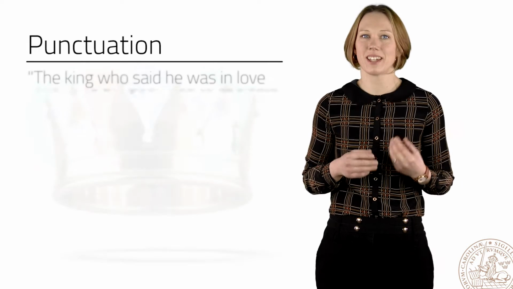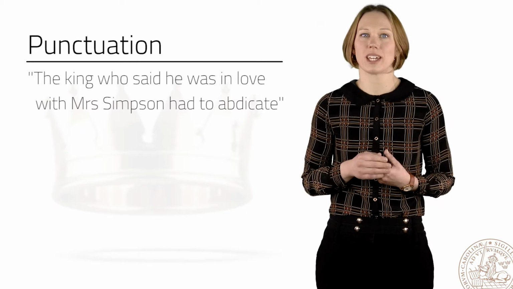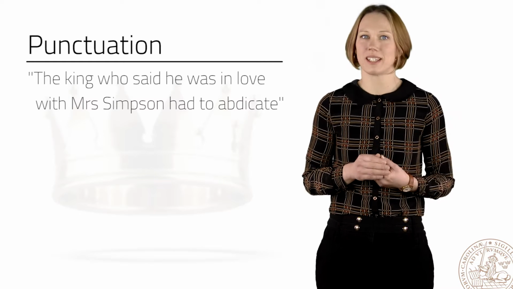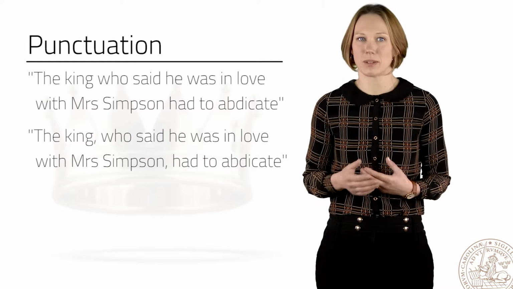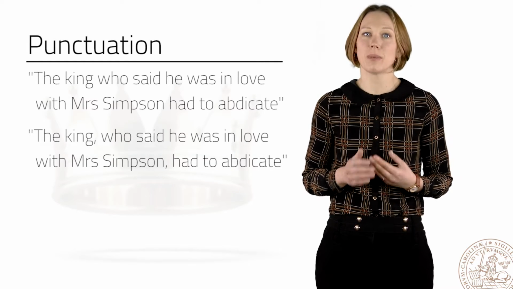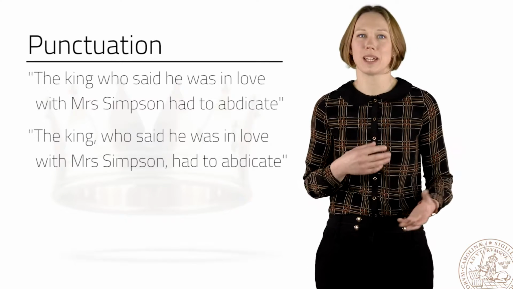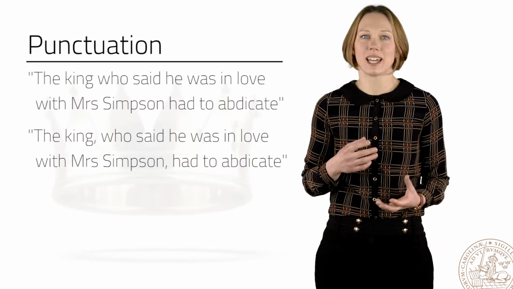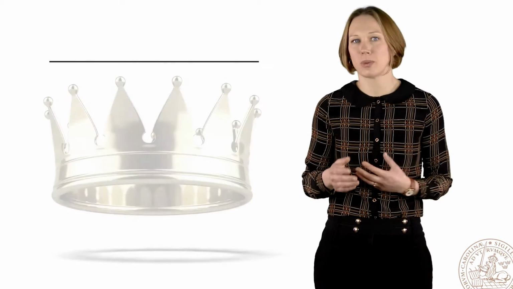The sentence, "The king who said he was in love with Mrs. Simpson had to abdicate," means that there's a group of kings, and one of the kings, the one who was in love with Mrs. Simpson, had to abdicate. But if we add commas to this sentence, "The king, who said he was in love with Mrs. Simpson, had to abdicate," it means that there was no group of kings. There was only one king, and that king, who also happened to be in love with Mrs. Simpson, had to abdicate. Whether we need commas in this case depends entirely on what it is that we want to say. Incorrect punctuation can make us say things that we don't really mean.